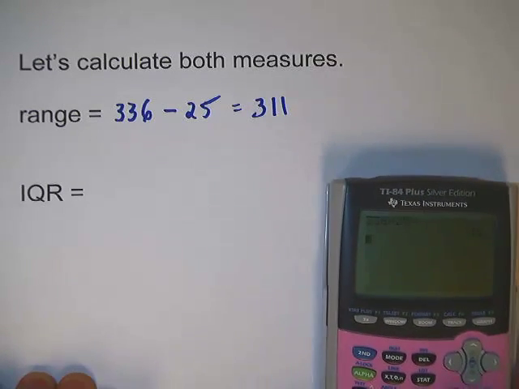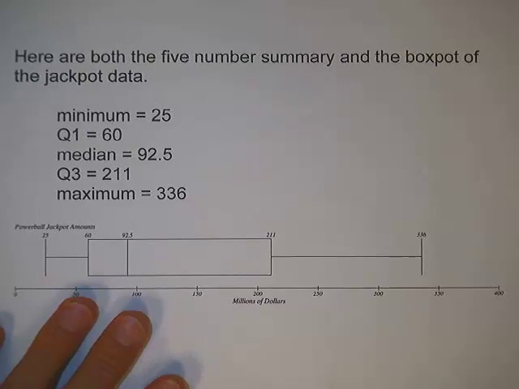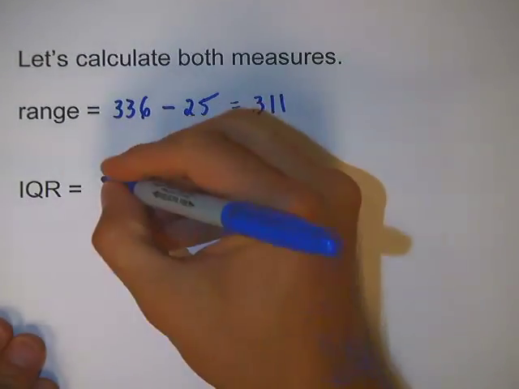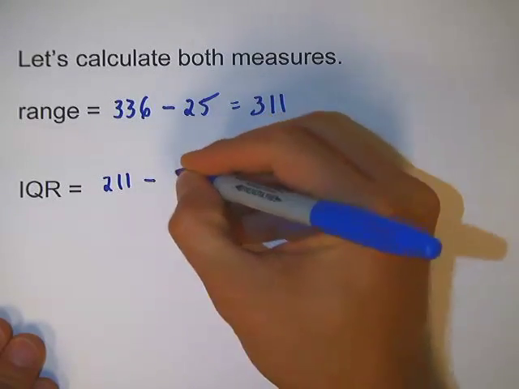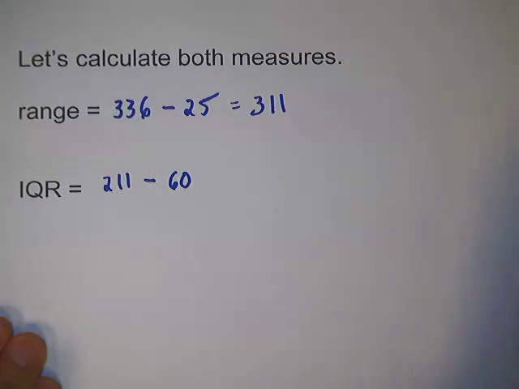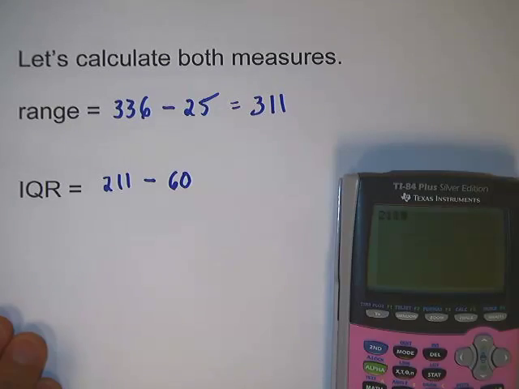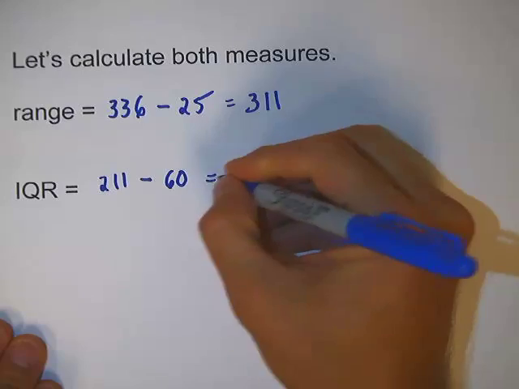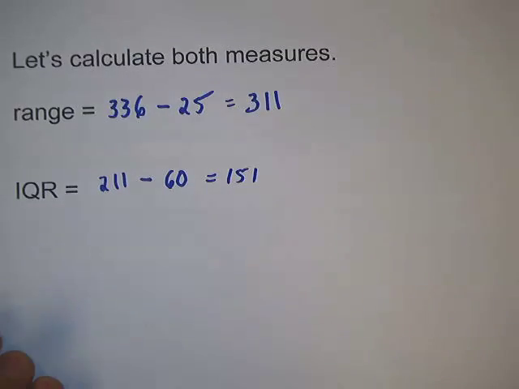Okay, and now let's also do the IQR. So the IQR comes from our quartiles. Our quartiles were calculated ahead of time. So those come from our 5-number summary, Q1 and Q3. So Q1 was 60 and Q3 was 211. Okay, so we want to subtract those two values. So we do 211 minus 60. Okay, and again going to the calculator, 211 minus 60 ends up being 151. So $151 million.